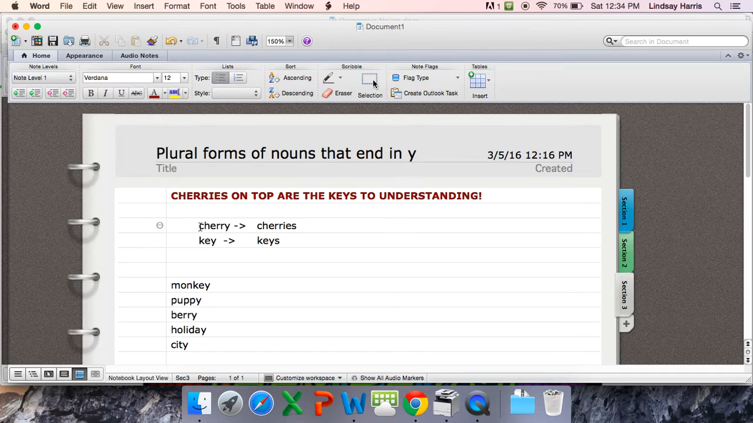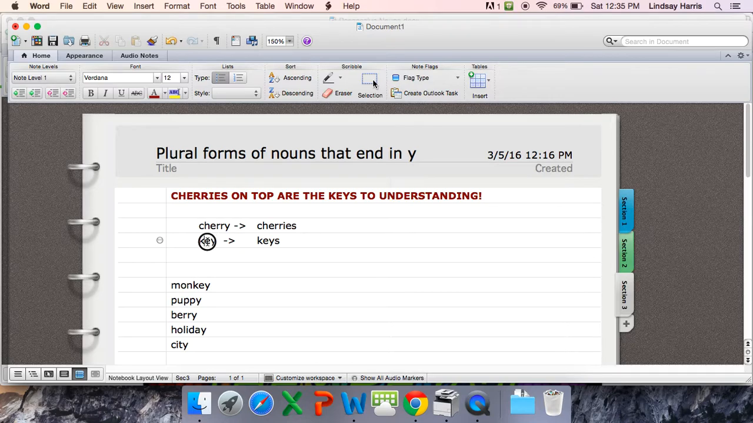Look at the word cherry. I notice when it's singular, when I'm talking about one cherry, it's C-H-E-R-R-Y, but if I'm talking about more than one cherry, it becomes C-H-E-R-R-I-E-S. And I know that that happens that way because you have to look at the letter that comes before the Y. In this case, it's the letter R. R is a consonant. When the letter before the Y is a consonant, you tell Y to hit the road and you add I-E-S.